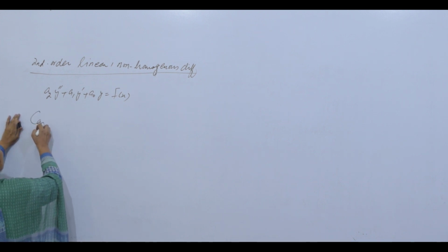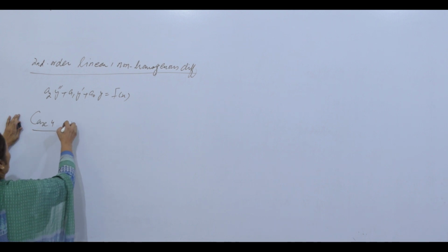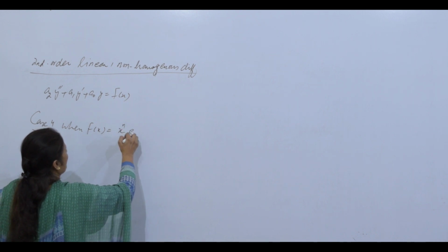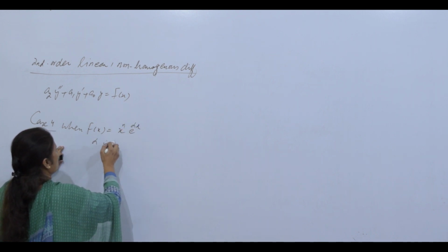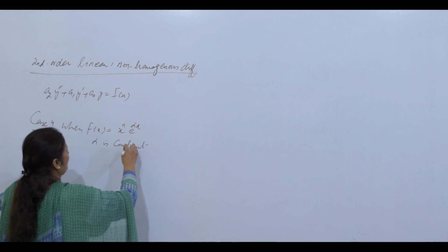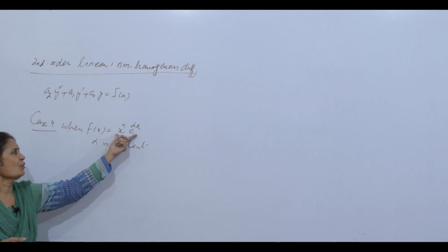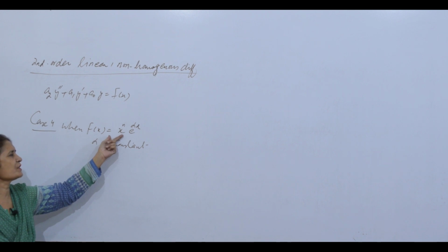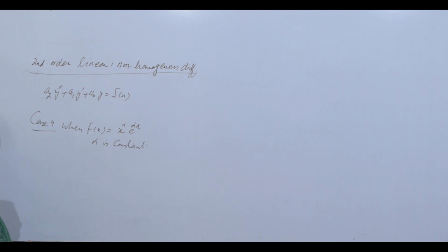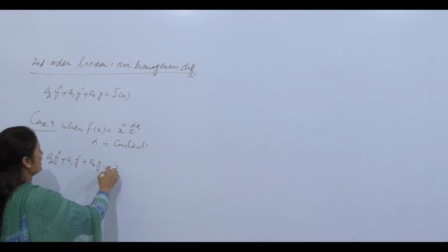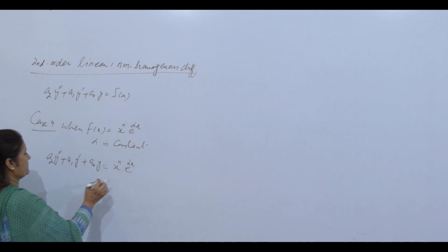Let me have case 4. When f of x is x raised to the power n e raised to alpha x, where alpha is a constant. One polynomial, one exponential, multiplying, is a continuous function for all values of n, because a polynomial is always continuous. So this is a continuous function. How to form the solution? a2y double dash plus a1y dash plus a naught y is x raised to power n e alpha x.